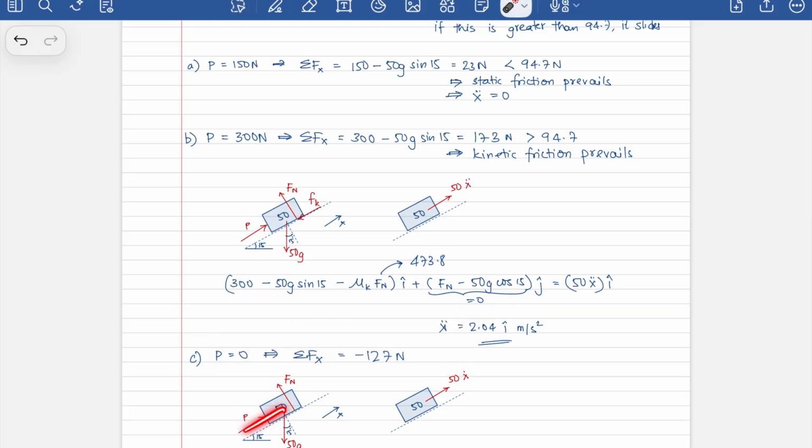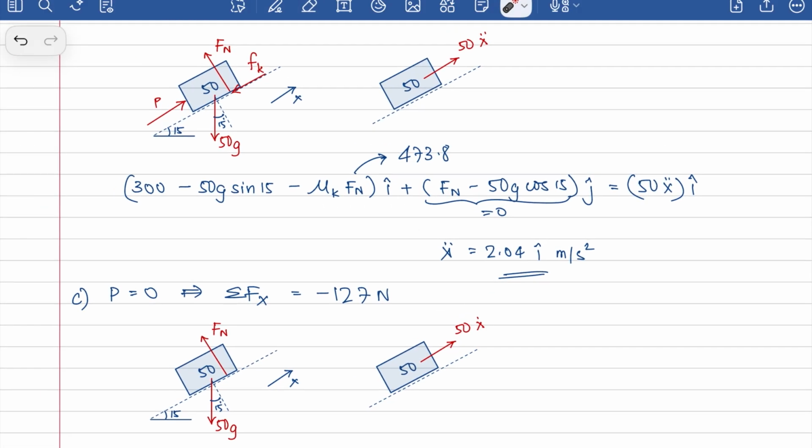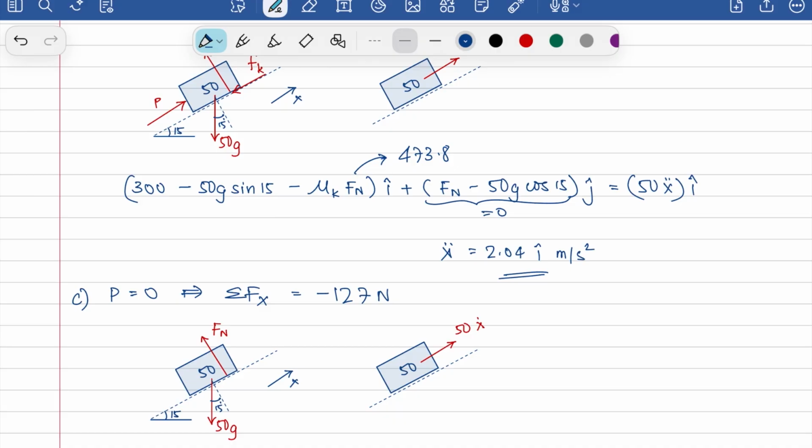So now the net force is actually acting in this direction, because this does not exist. And so this block has a tendency to slide downward, and you then have the kinetic friction resisting that in this direction. This here is Fk. Now, if you go through the motions, you will have minus 50g sine 15 plus Fk, which is mu k times Fn, is equal to 50 x double dot.